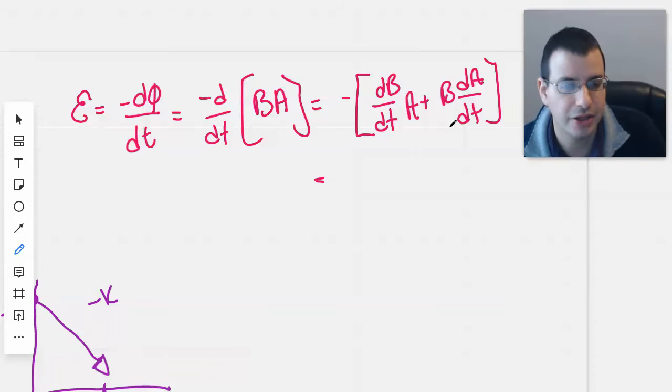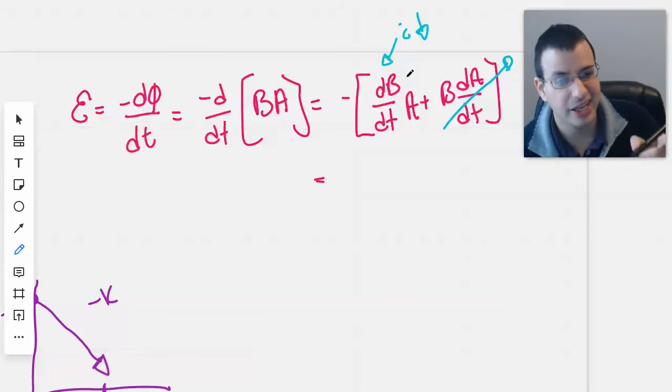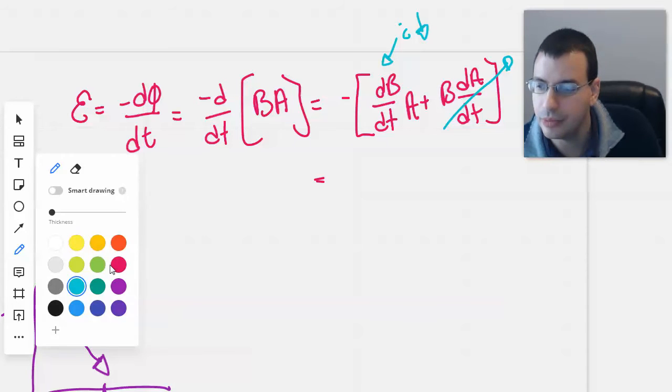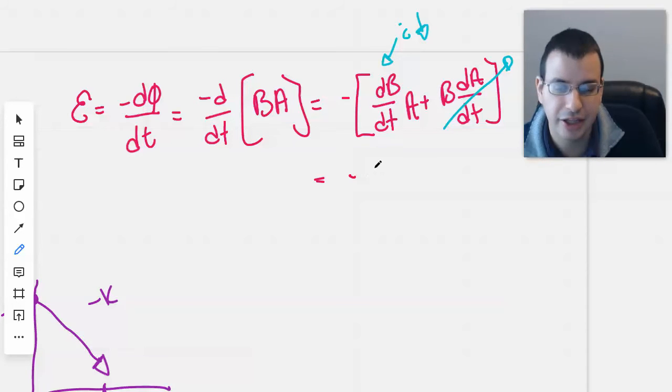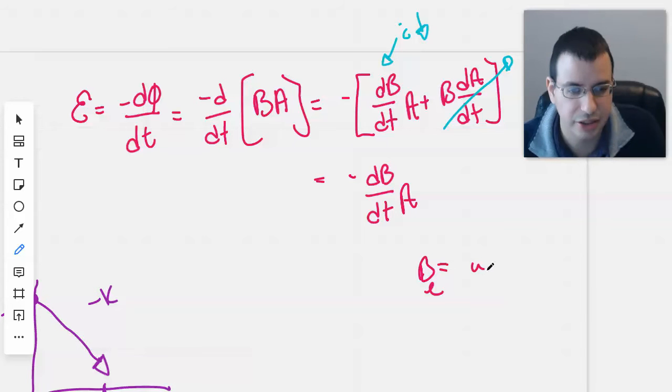We know that the area of the rectangle is constant, but the current through the wire is going down, so the magnetic field through the area will be changing. So this will give us negative dB dt times A. And I'm going to write down here B of a line equals mu naught I over 2 pi r.